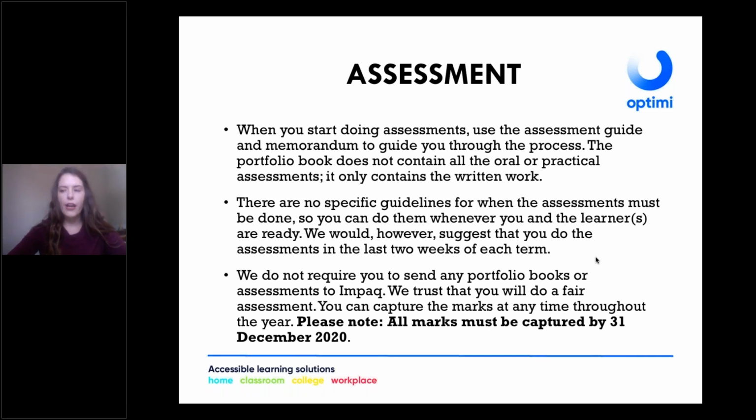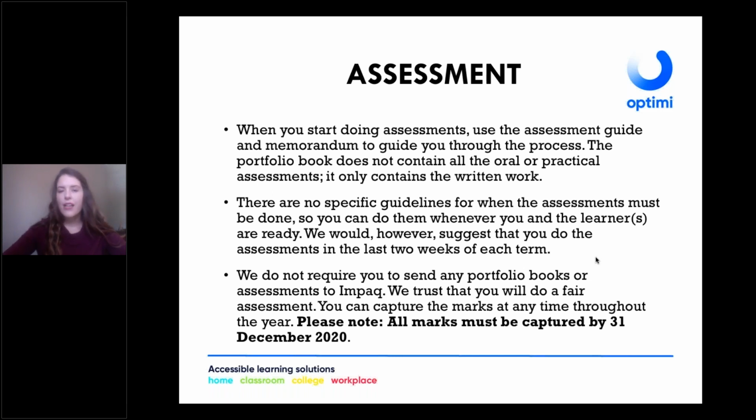In this regard, I would also like to motivate you to first cover the content and be sure that the learner is ready to be assessed before doing the assessments. So spend time on the work in the term and do it at the end of the term, because then you know it's an accurate assessment and the learner has covered the work. So that would be a good way of doing it.